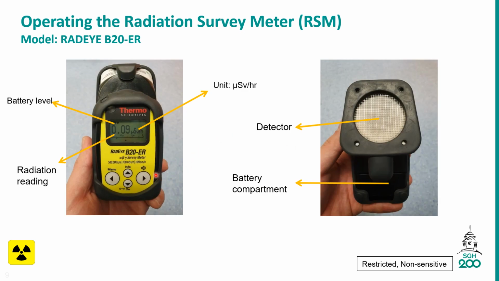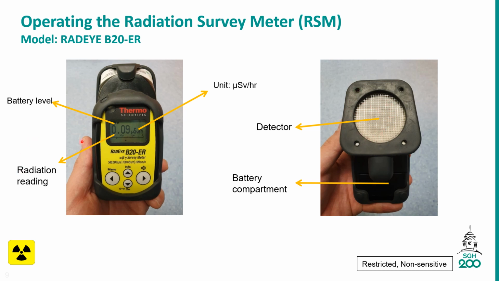Another picture of the front of the survey meter, with the units in gray, has reached 0.09 microsievert per hour. Okay, that's the unit that is being measured, and this looks like it's background radiation as well. The detector is on the reverse side of this. This is the back side of it. This is where the grating is, and this is where the detector is.